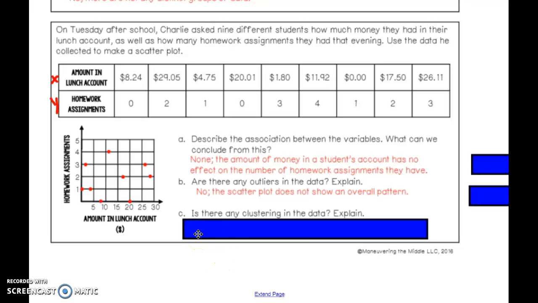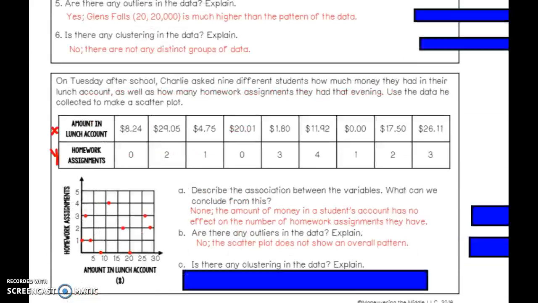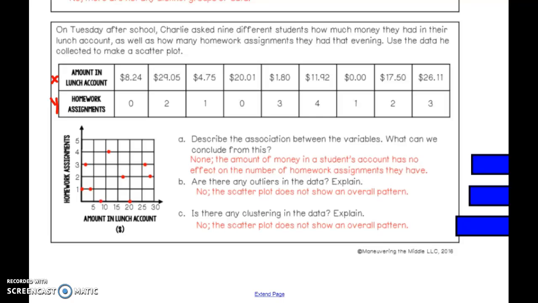And the last question, is there clustering? Okay, remember what clustering looks like? Clustering is going to be a bunch of points that are together in one area or another of the graph, and our points are scattered all over the place. So that means there is no clustering for this particular graph. There's no pattern, so there can't be clustering and there can't be any outliers.